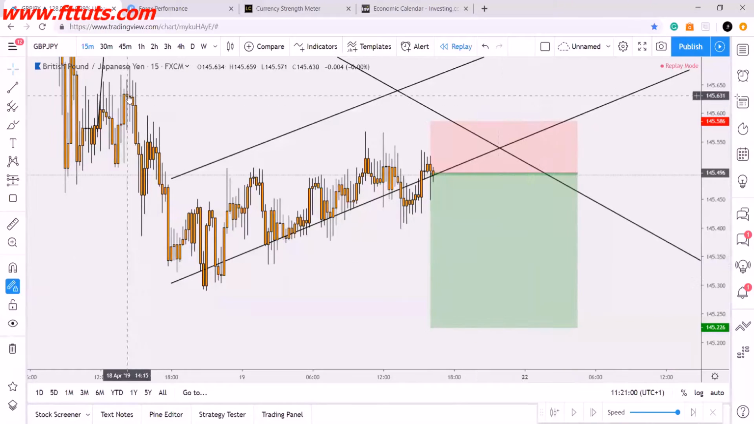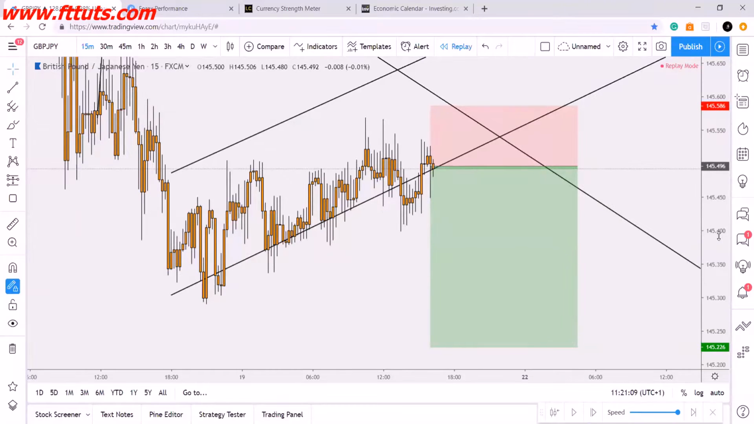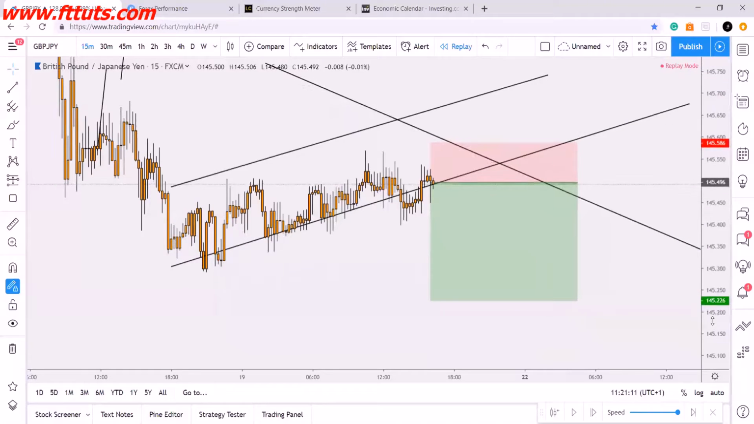We have the push of the structure, the pullback, the structural high indicating bearish pressure. Double top of this structure here. Okay, let's give it a go. I'm going to go to the hourly. I can't. 15 minutes too long.